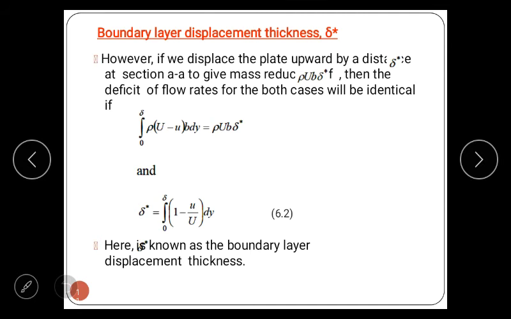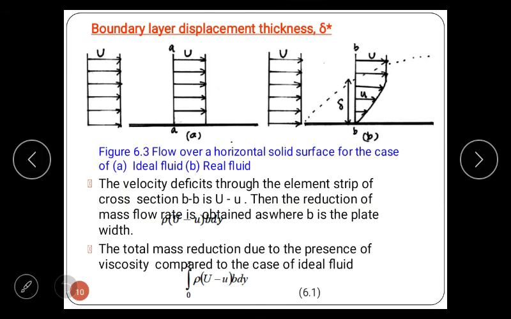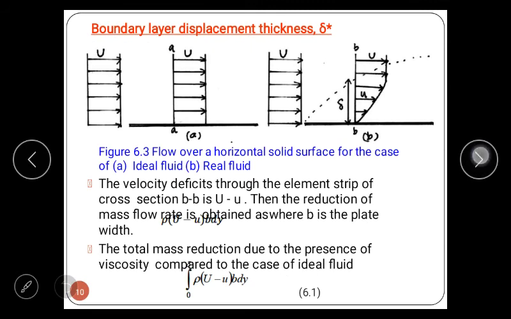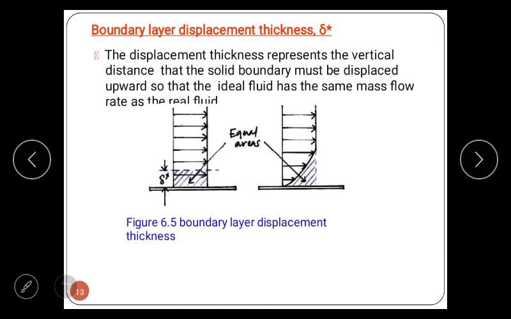I think it is clear. Now next, here for this the definitions are also in the same wording, only the part after "compensate for" is changing. That underlying part is the only thing changing in the other definitions. Now let's see the next definition, that is boundary layer displacement thickness.